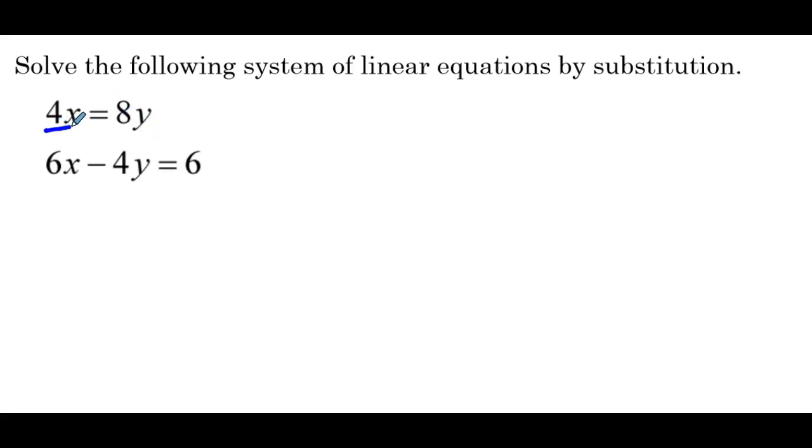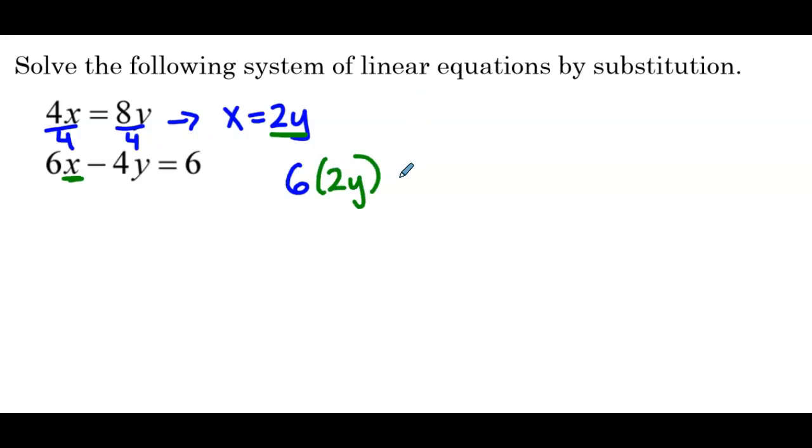So I'm going to start by dividing both sides of this equation by 4. And that will give us x equals 2y. So we've isolated x in terms of y. So we have 2y, and we're going to substitute it in for x. So our equation is going to be 6, and then times 2y minus 4y equals 6.